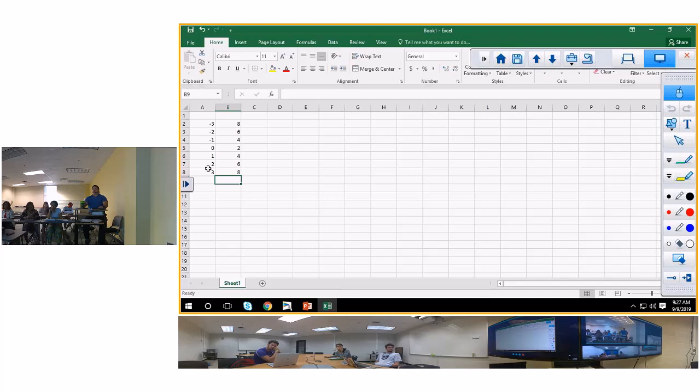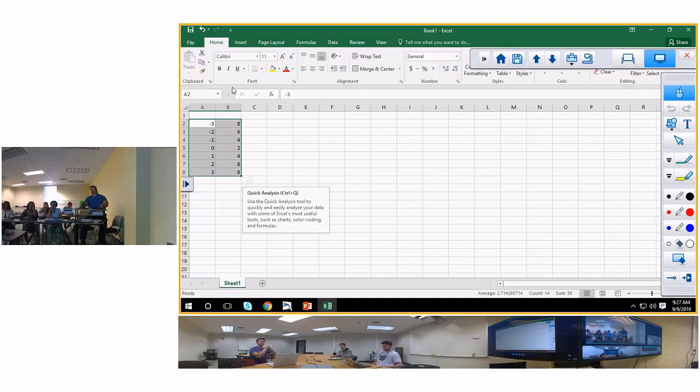The 2 doesn't give us 2 y's. So -3 and 8, -2 and 6 is decreasing, and then it's increasing. So it looks kind of like a parabola, maybe. What do y'all think? Yes. So let's look at it. Now, how do we know it looks like a parabola?